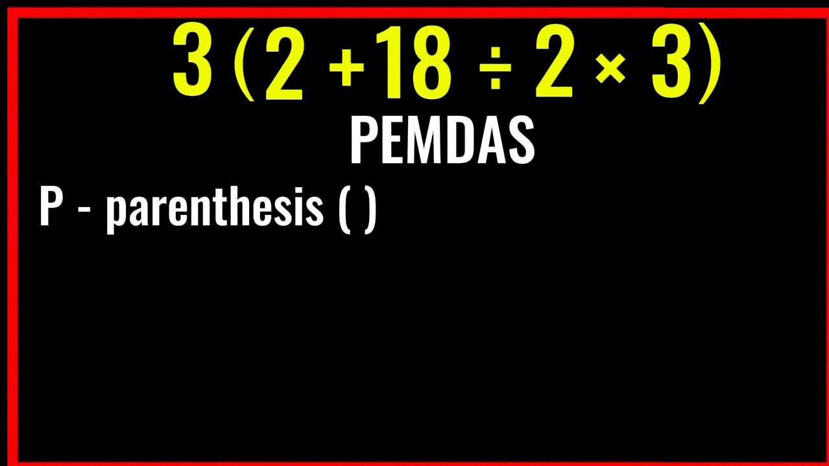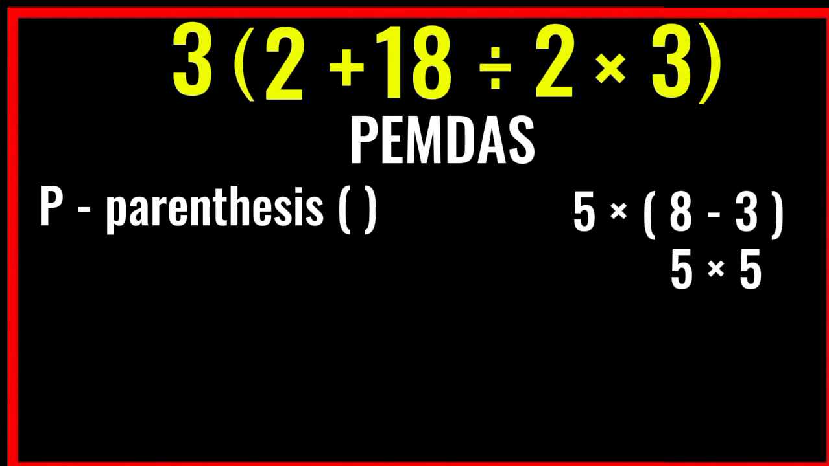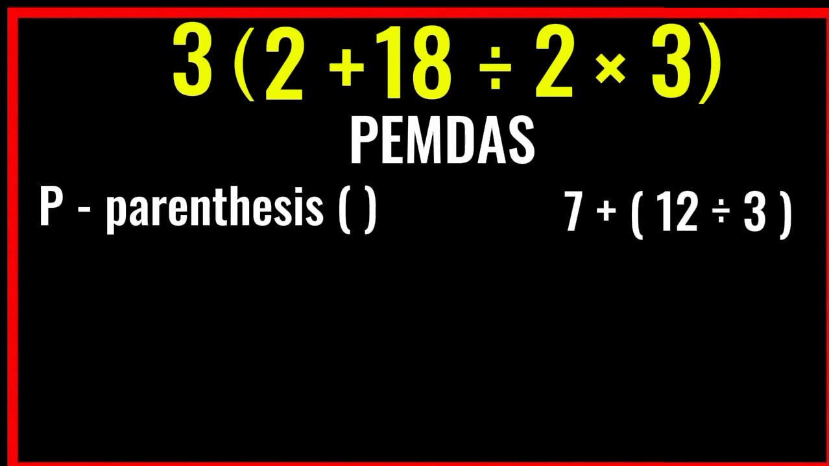The letter P stands for parentheses. Whenever you see brackets or parentheses, always work inside them first. For example, 5 multiplied by the quantity 8 minus 3. First, solve the parentheses. 8 minus 3 equals 5. Now the expression becomes 5 multiplied by 5, which equals 25. Here's another example. 7 plus the quantity 12 divided by 3. Solve the parentheses first. 12 divided by 3 equals 4. Now you have 7 plus 4, which equals 11.